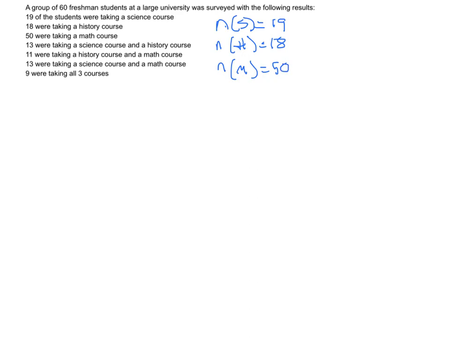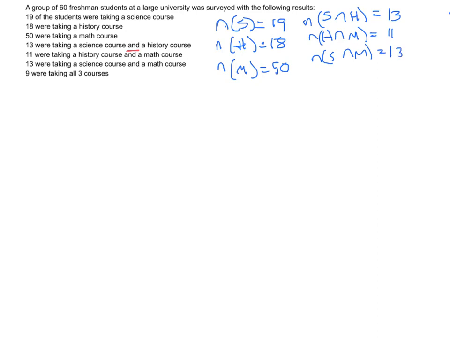Next, it tells me that 13 were taking a science and a history course. So this word and here is important. The word and indicates that we're talking about an intersection. So we have N of science and history. So that's going to look like S intersect H, and N of S intersect H is 13. Then in the next one we have N of H intersect M, and that's 11. And then we have N of S intersect M, and that's 13.